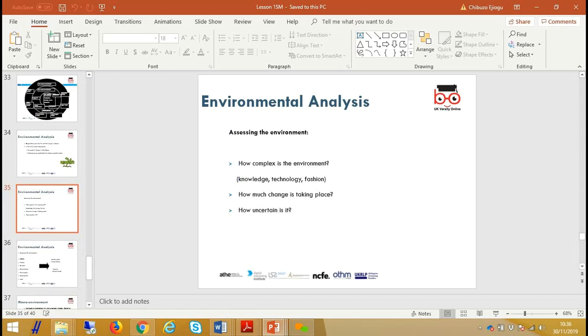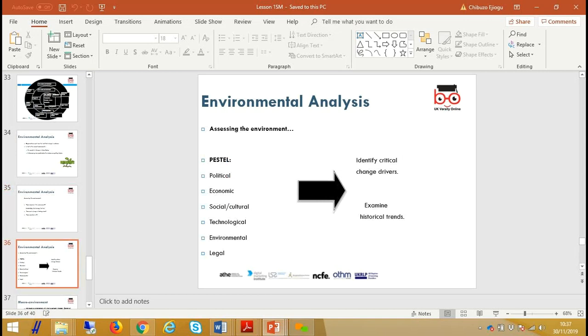And some environments are more complex than others, depending on your business and your industry sector. Some are more turbulent or fast changing, fast paced than others. Some are relatively stable environments. So if you think about gardening and selling flowers, things don't change that much there, as opposed to the IT industry, where in 3 months' time you may be out of touch. So you need to understand the pace of change in the environment and so on.